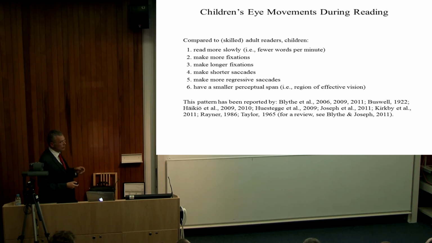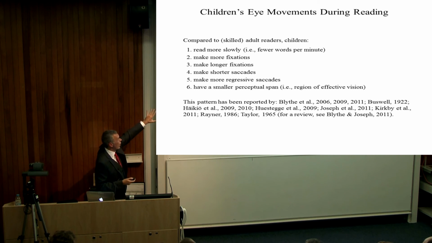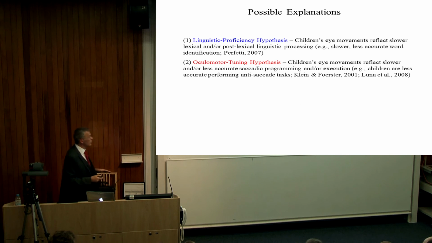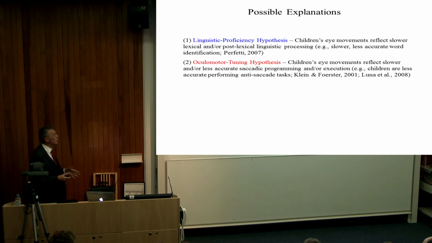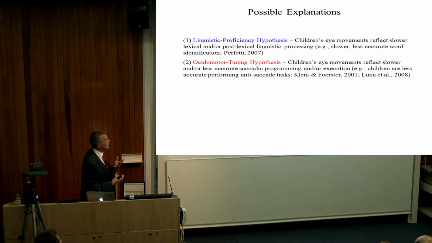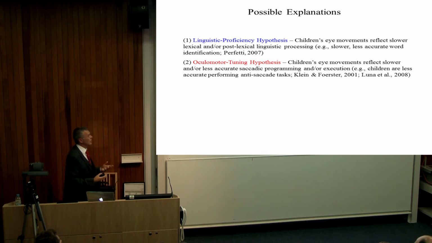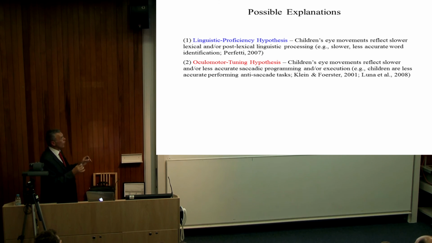So what we set out to do is to use the EZ Reader model to explore why this might be the case. And at that point in time, there were two competing hypotheses for why that's the case. One just has to do with linguistic proficiency. So the idea being that children's eye movements are slower because children are slower at either word identification or other linguistic processing.